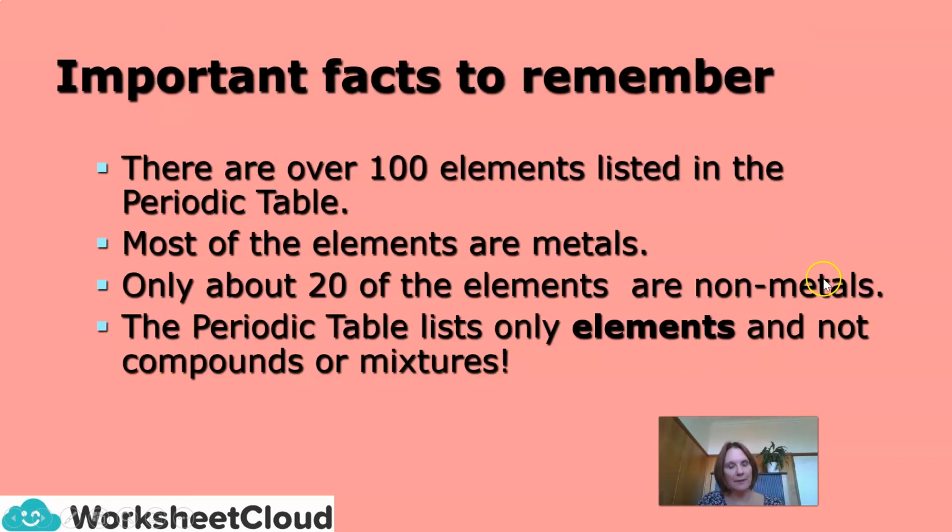Important facts to remember about the periodic table, grade 7s. There are over 100 elements listed in the periodic table. Most of the elements are metals, and only about 20 of the elements are non-metals. The periodic table lists only elements and not compounds or mixtures. So it only lists substances in their absolute purest form.